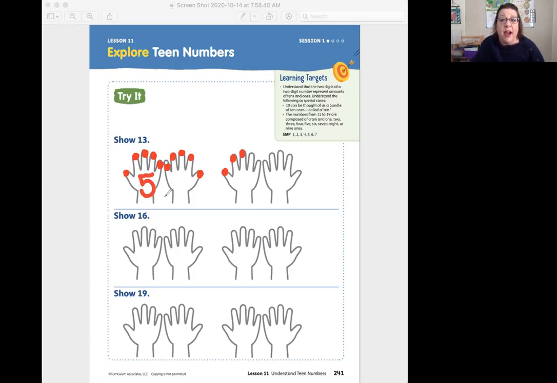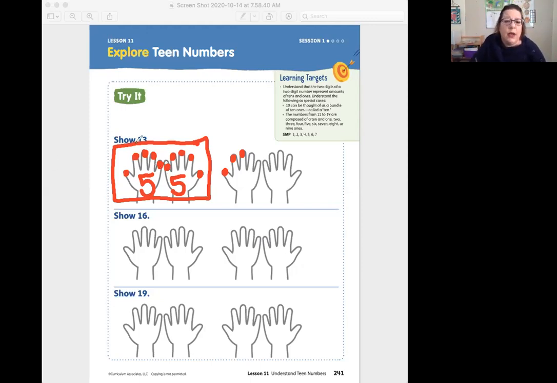So here we see that we have one hand. On one hand, we always have 5 fingers, right? And on the other hand, we have 5 fingers. When we have both hands together, that's addition. That is an addition double. 5 plus 5 equals 10 again.